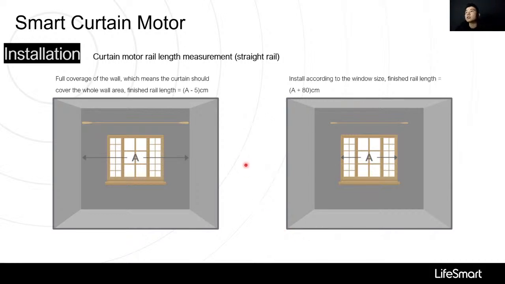And the installation. How to measure and determine the curtain motor real length. Here are two situations. Full coverage of the wall: if the curtain fully covers the wall, which means the curtain should cover the whole wall area, then the finished real length equals A minus 5 centimeters. Another situation is installed according to the window size: finished real length equals A plus 80 centimeters.